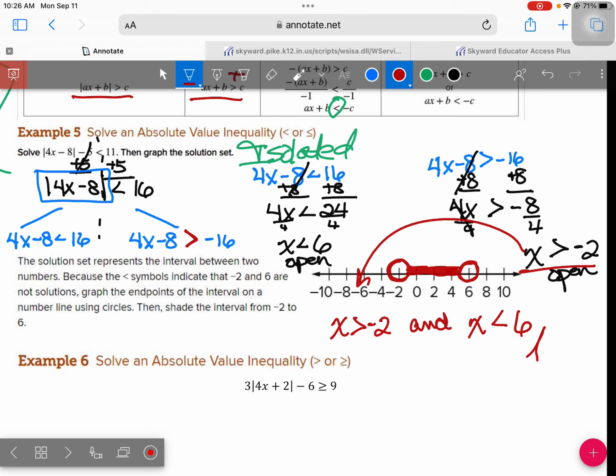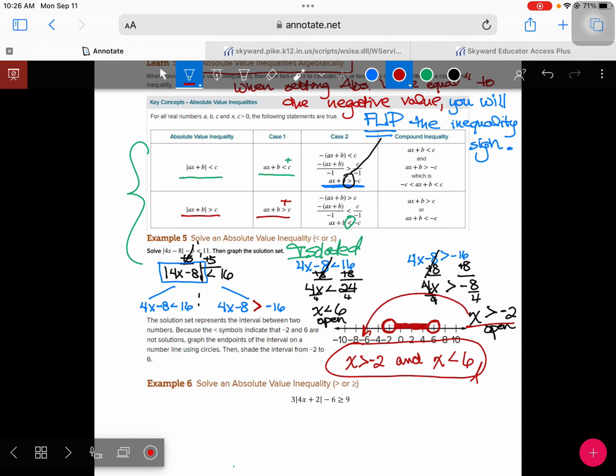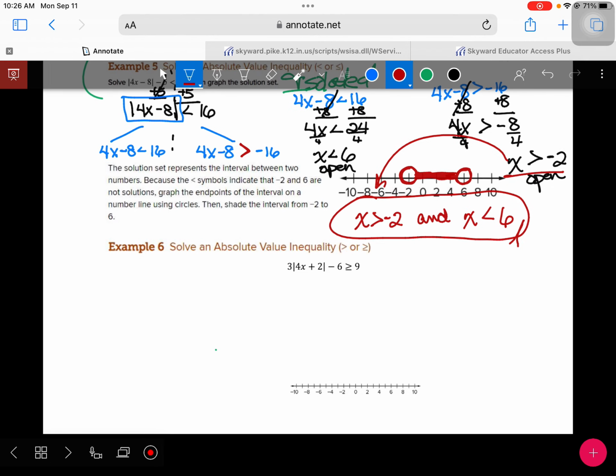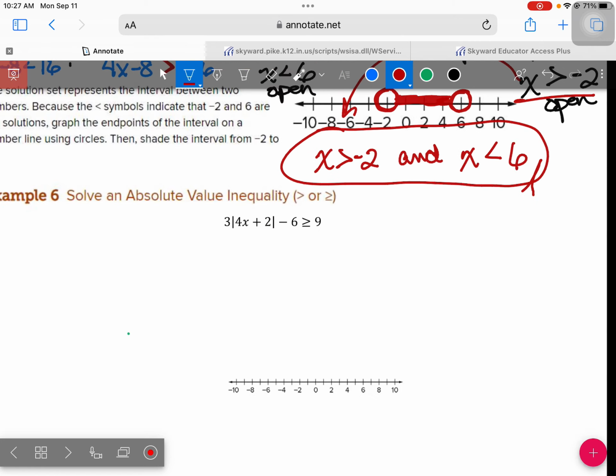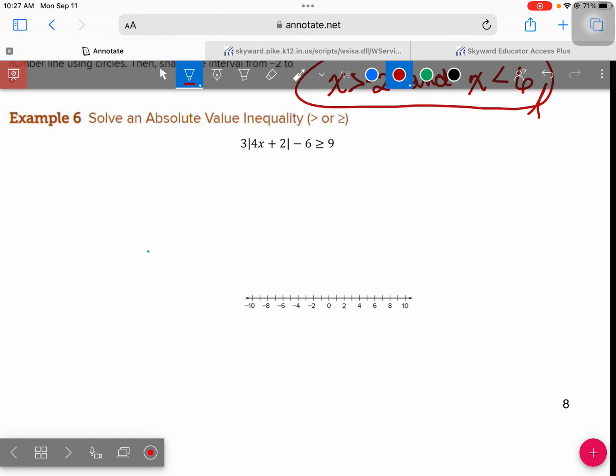Is this absolute value isolated? No. Should I undo the multiplication or should I undo the subtraction? Anthony, what do you think? Should I undo multiplication first or undo the subtraction? I should undo the subtraction first. So it is being subtracted by 6. I'm going to add 6. Add 6. 6's cancel out.